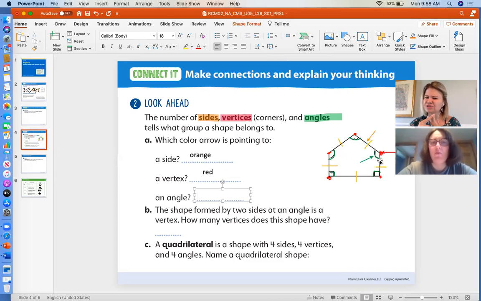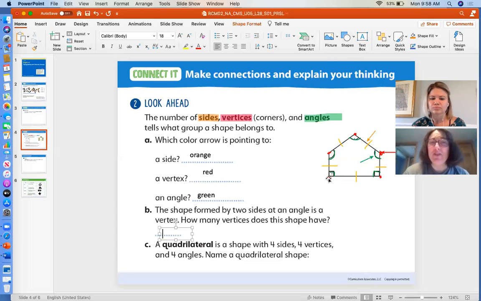Is that how you would describe it, Mrs. Walker? Yes, I would. Very good. What color? So it looks like those are green. Good. All right, so now it says the shape formed by 2 sides at an angle is a vertex. Remember the 2 sides at an angle. How many vertices does the shape have?